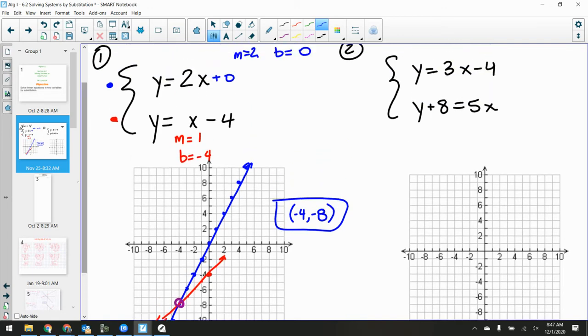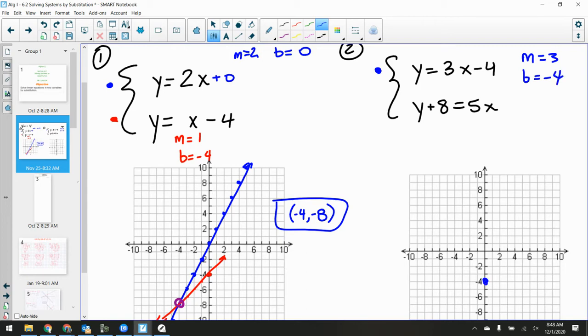Okay, so let's take a look at the next one here. Number 2. Ben, what's my slope for this blue line up top here? 3. And what's my y-intercept? -4. Good. So that means I go down here at -4.